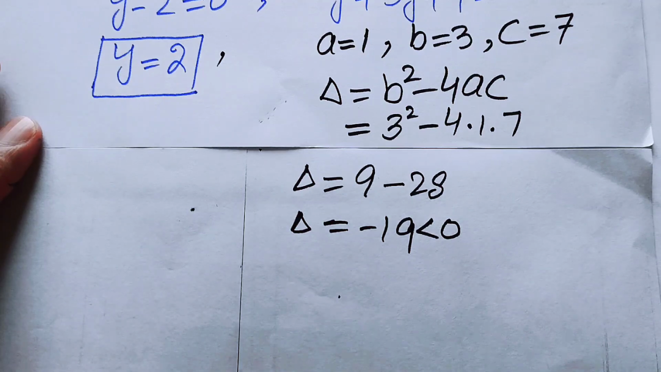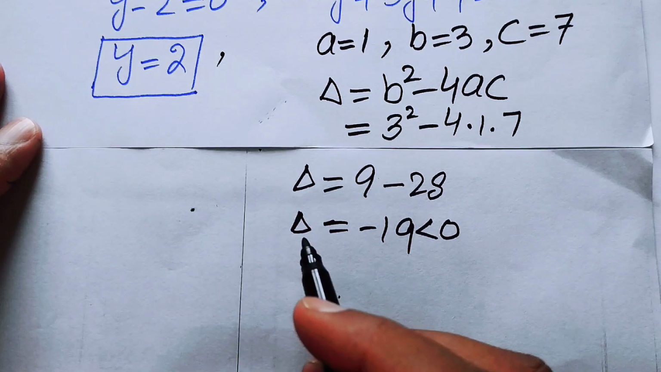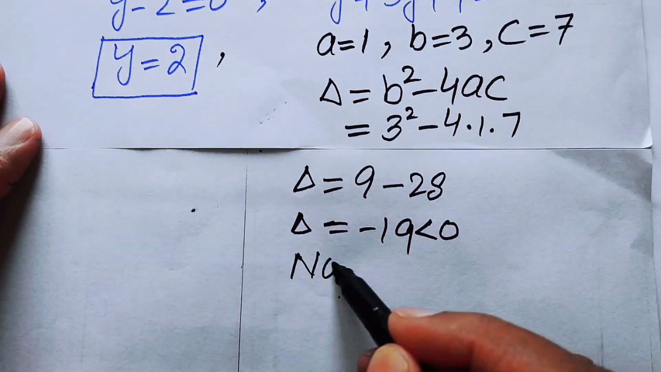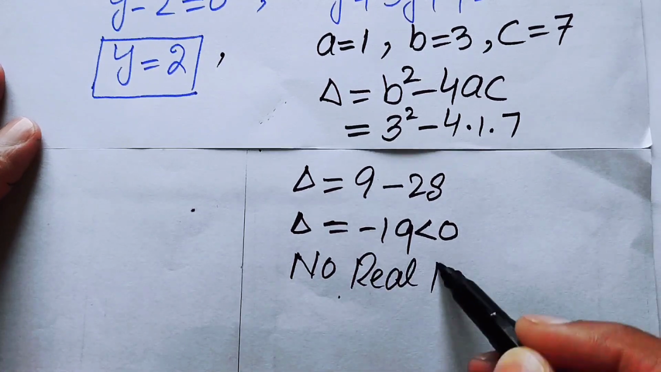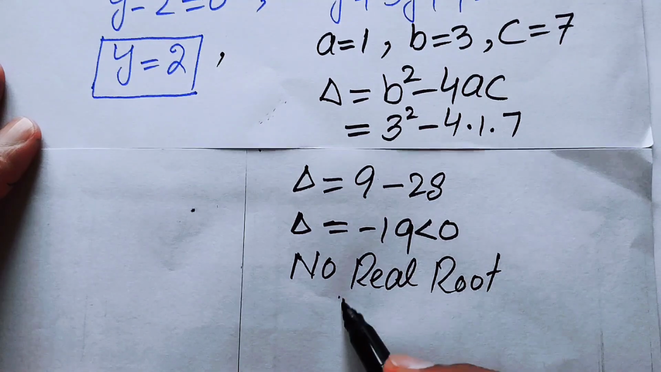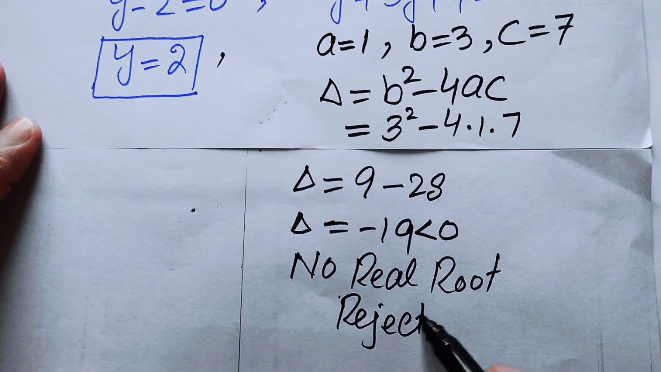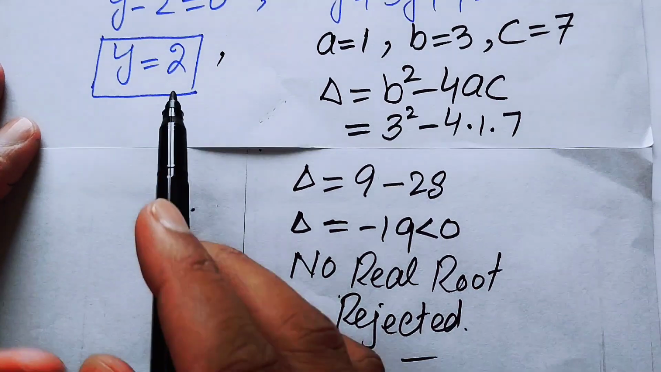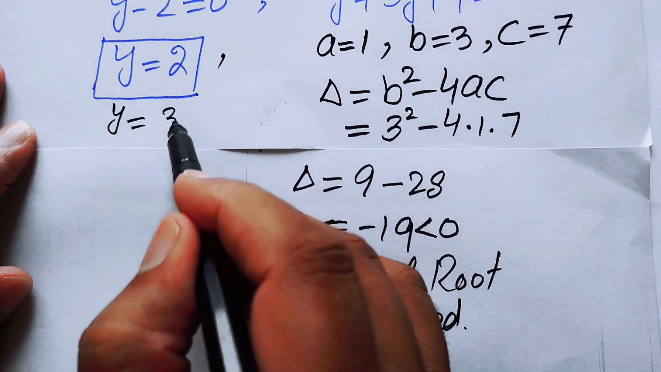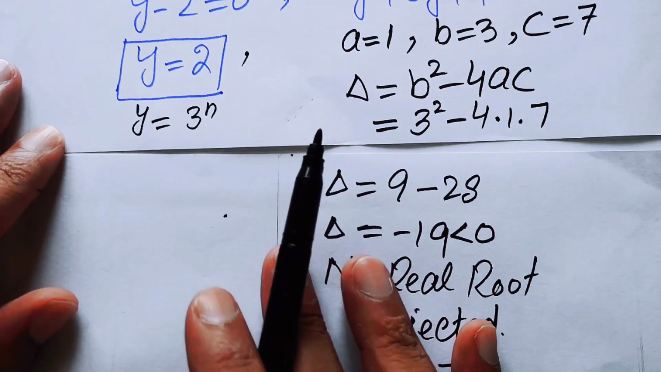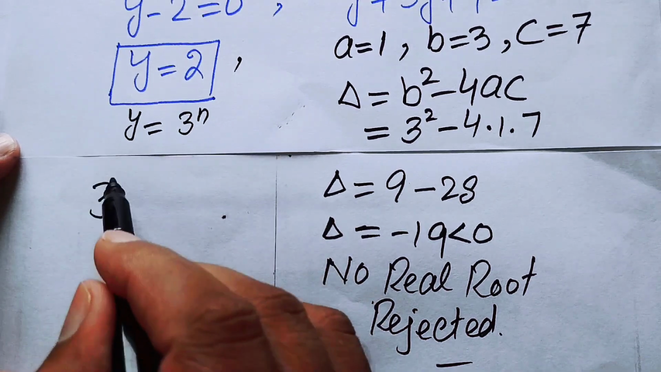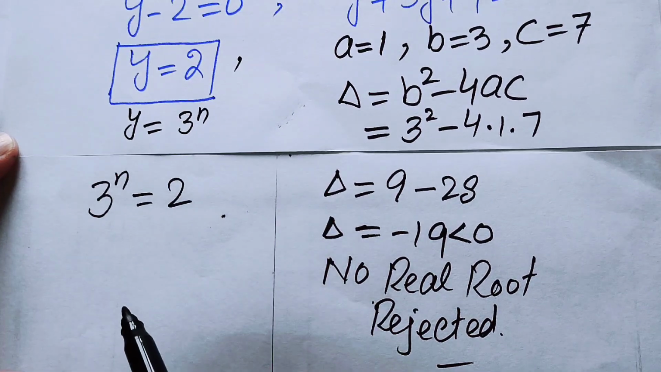According to the definition of discriminant, we can say that if delta is less than 0, then the given quadratic equation has no real root. In this question we need only real roots, so we reject this case and proceed with the first case only. At the start of the question we took y is equal to 3 to the power of n, and now we can back substitute the value of y, so here you obtain 3 to the power of n is equal to 2.